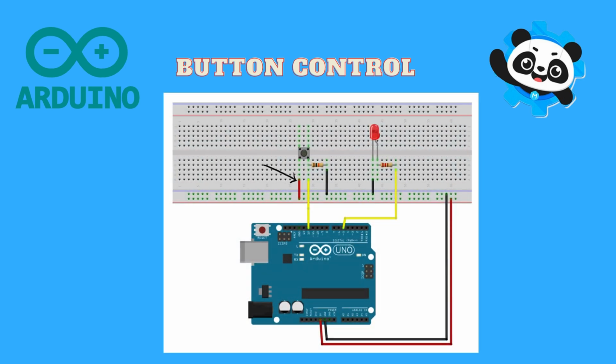We connect one pin of the button to the 5-volt pin of the Arduino. The other leg of the button is connected to the GND pin of the Arduino via a 10 kilo ohm resistor, and again this pin of the button is connected to the 12th pin of the Arduino.